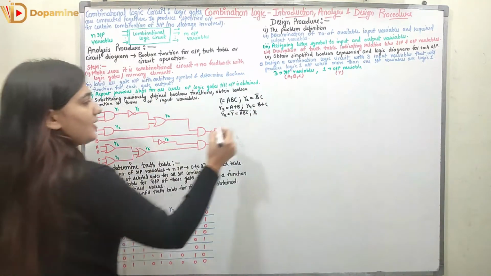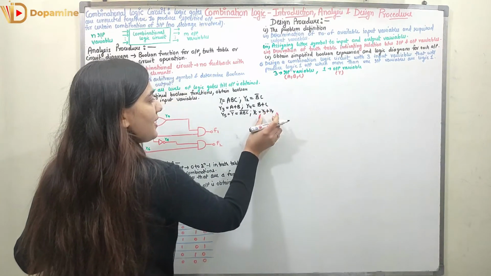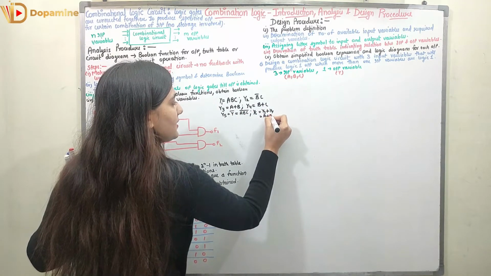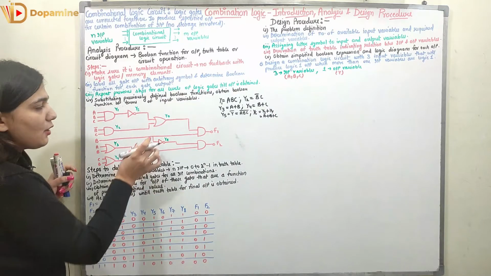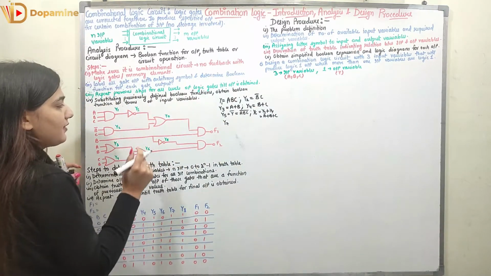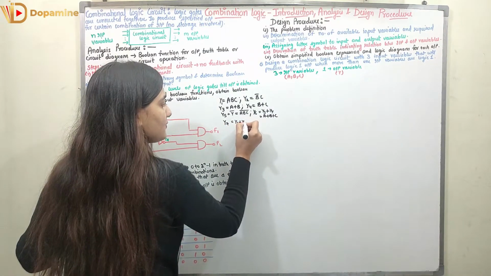Y6, what is it? It is equal to Y3 plus Y4. Now add Y3 and Y4, I will get A plus B plus C. Now I will find out what is Y7 in terms of Y5 and Y2. Y7 is equal to Y5 plus Y2.